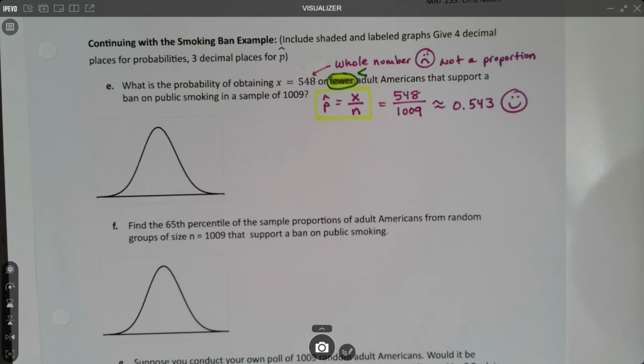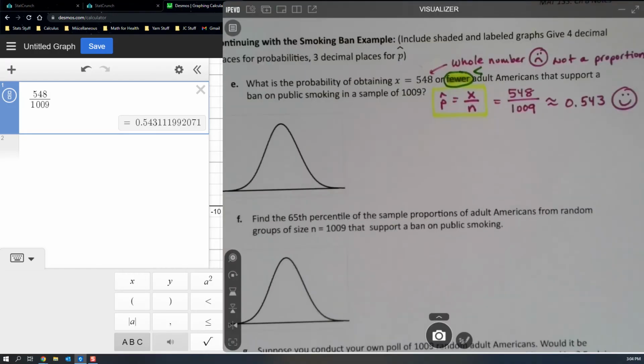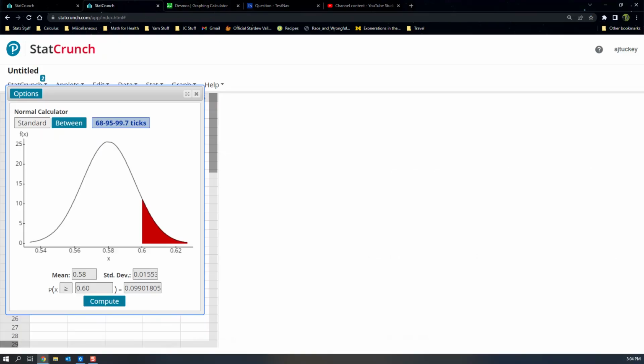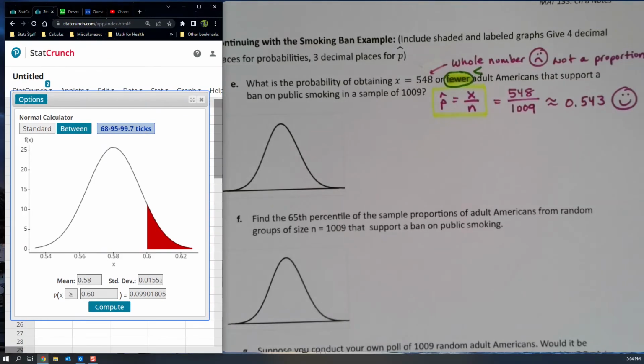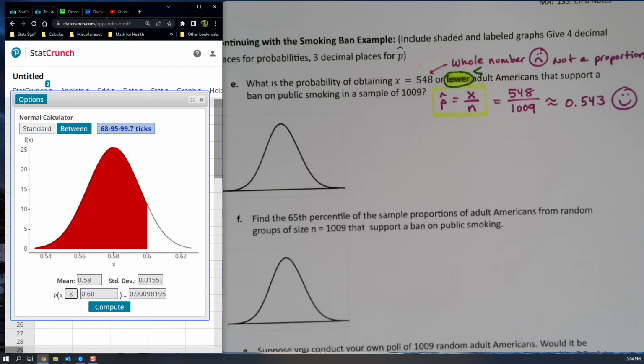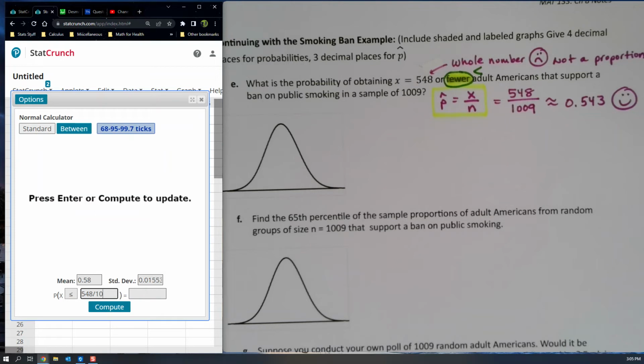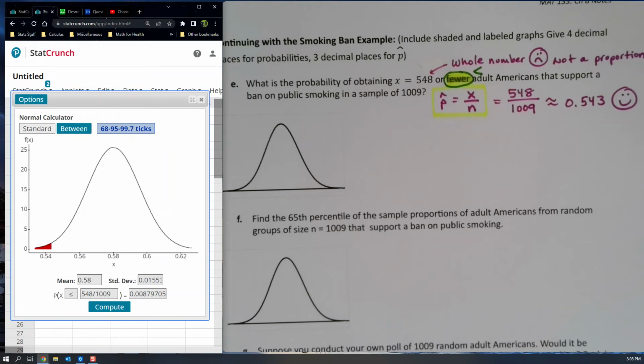So we have a couple things to note in there. Let me make this so we can see again, side-by-side StatCrunch, because that'll make things easier. We still have the 0.58. That's still our mean. We still have 0.015538 as our standard deviation, because it's the same problem. So those values haven't changed. Because we want fewer, we're going to go less than. And here's the lovely thing. You actually don't need the decimal. You can actually type the fraction. 548 divided by 1009.